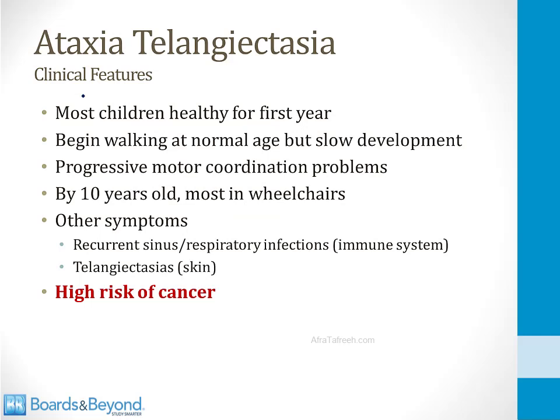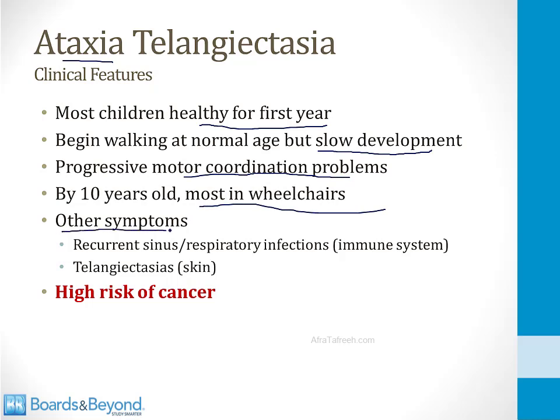I discussed the clinical features of this disorder in detail in the neurology video on the cerebellum, but I'll briefly review them here. Most children with ataxia telangiectasia are healthy for their first year or so of life. They begin walking at a normal age, but then they are slow to develop. They develop progressive motor coordination problems. That's why it's called ataxia. And by 10 years old, most of them are confined to a wheelchair.